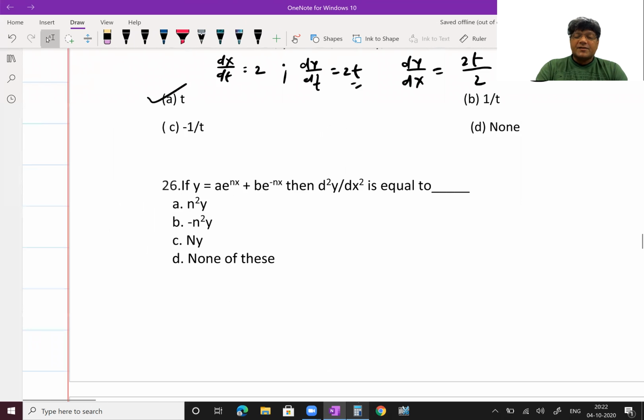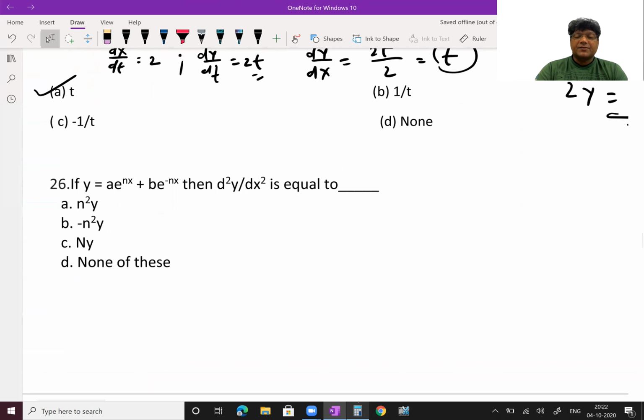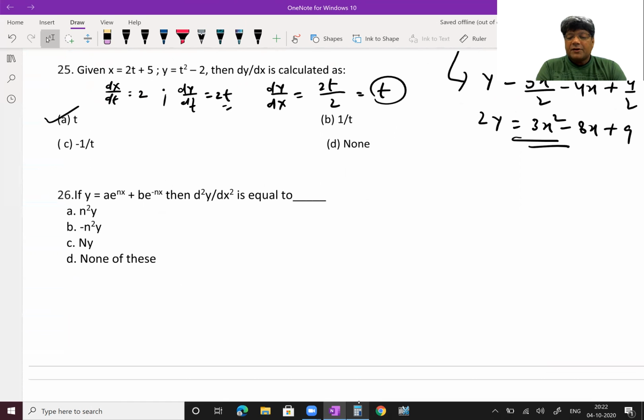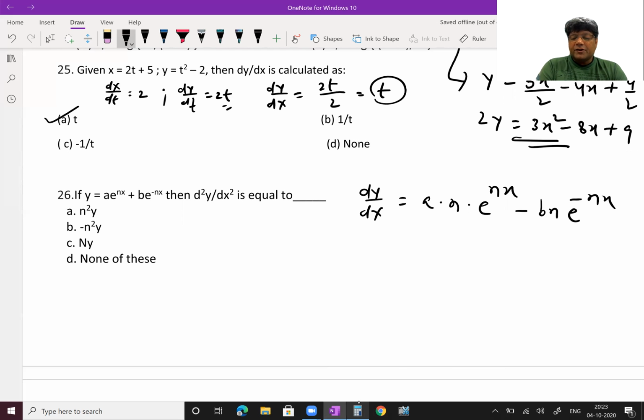Question number 26. Directly, if we do the derivative, here our dy by dx will be, guys, a is constant, e power nx. And which formula are we applying? e power mx, your m is n here. So m into e power mx. Now, for the next, your m is minus n. So b into minus n, that is minus bn, e power minus nx. And again, you will do the derivative.